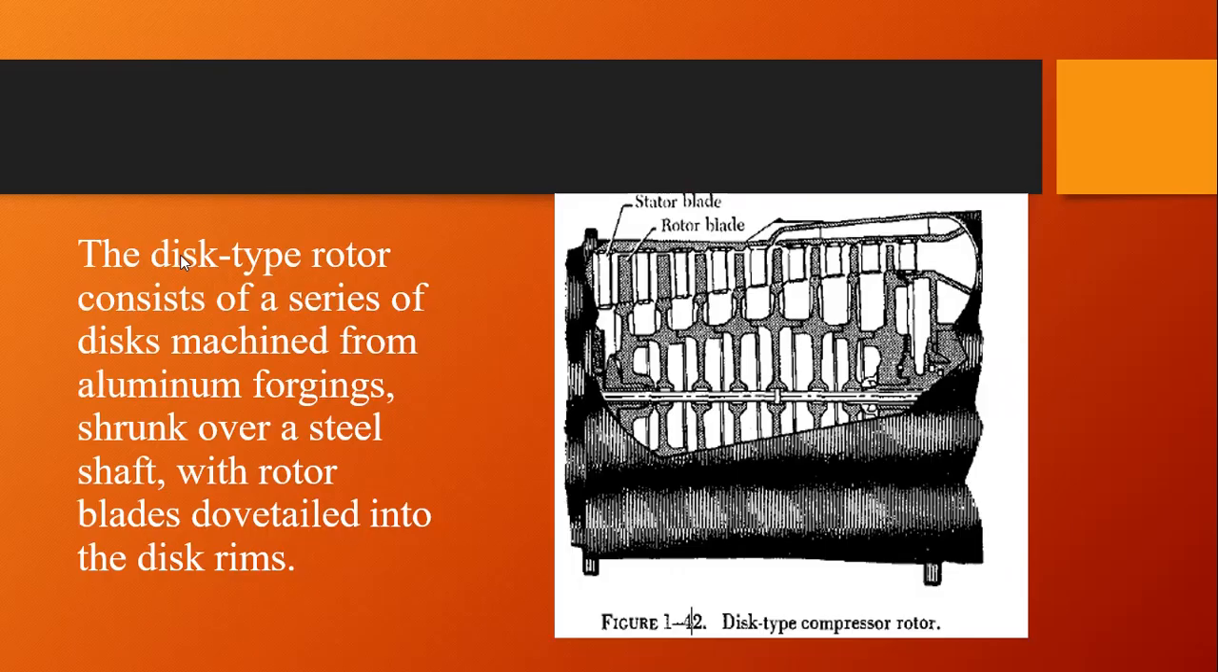We go to the disc type rotor. It consists of a series of discs machined from aluminium forgings shrunk over a steel shaft. The other one has rings that are flanged, fit one after another, then bolted. These are a series of discs machined from aluminium forgings shrunk over a steel shaft, with the rotor blades dovetailed into the disc rims.